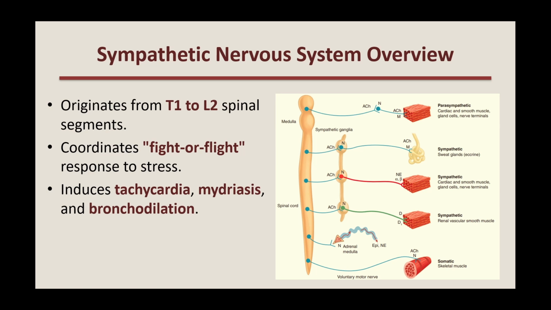Now let's look at the sympathetic nervous system. The sympathetic nervous system, SANS, is a critical division of the autonomic nervous system that prepares the body for acute stress, known as the fight or flight response. Originating from thoracolumbar spinal segments T1 to L2, it uses preganglionic neurons that synapse with postganglionic neurons in paravertebral ganglia. Activation triggers physiological responses, including tachycardia, mydriasis, and bronchodilation, ensuring increased oxygen delivery, heightened alertness, and energy mobilization for survival.